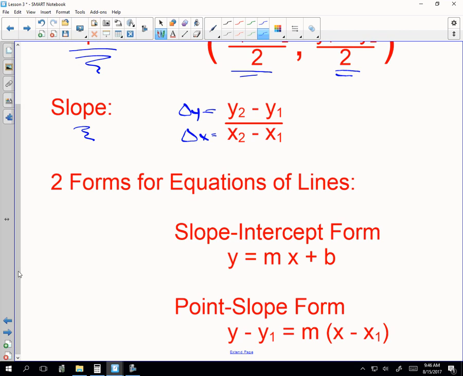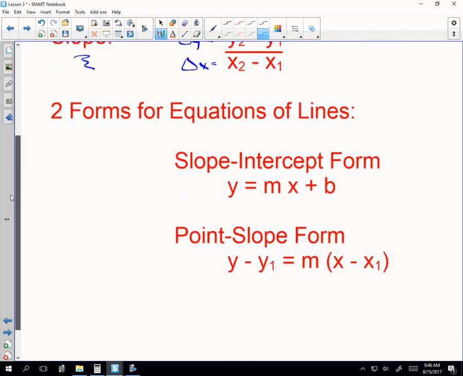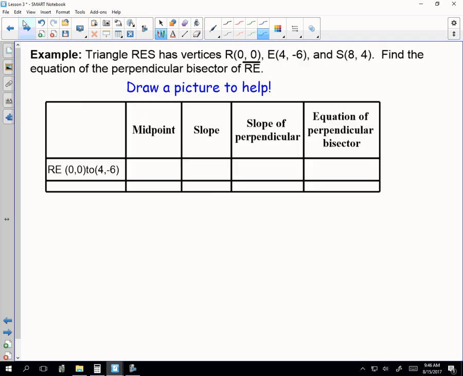And we have two forms for our equations of the line. We've got slope intercept and point slope. Point slope works a little bit quicker because we're already going to have a point and we'll have the slope. Slope intercept is something that we will have to get to in order to find points of intersection.